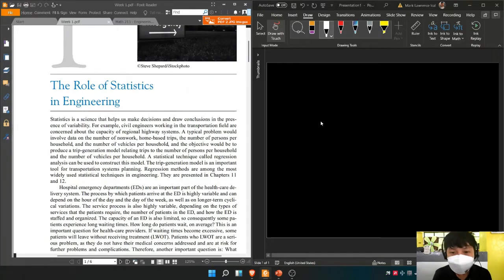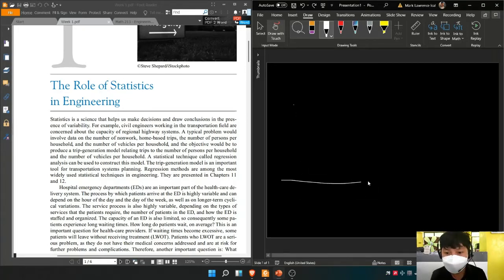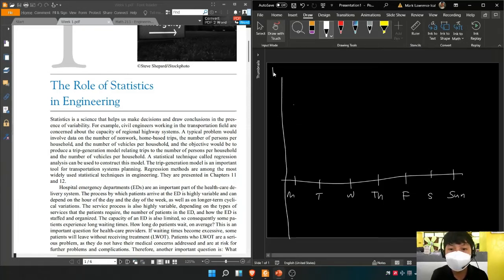So let's go back here. In order for us to design a better road network, we have to anticipate. But again, the number of people using the road is changing. For example, this is Monday, Tuesday, Wednesday, Thursday, Friday, Saturday, and Sunday. That's the x-axis, and the y-axis is the number of persons. This is the first step: you count how many people are traveling on that particular road for a given day.